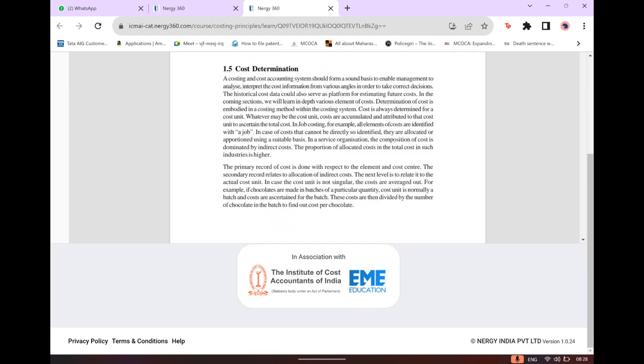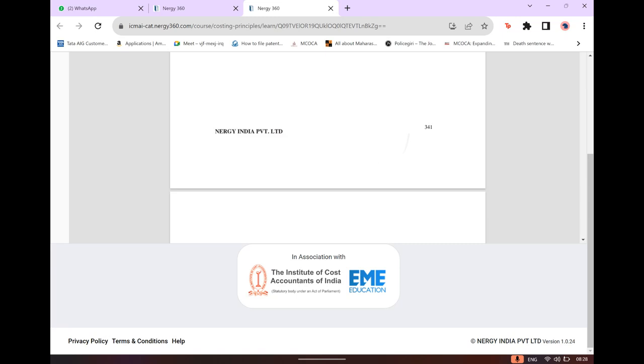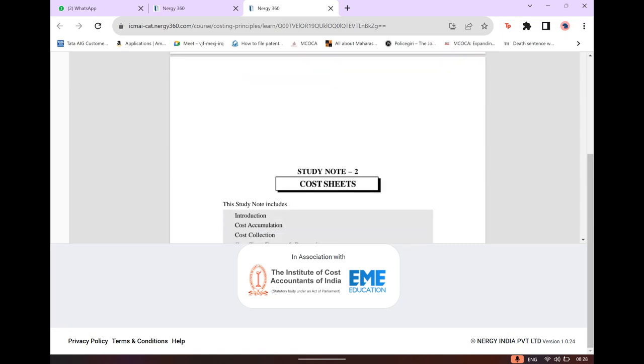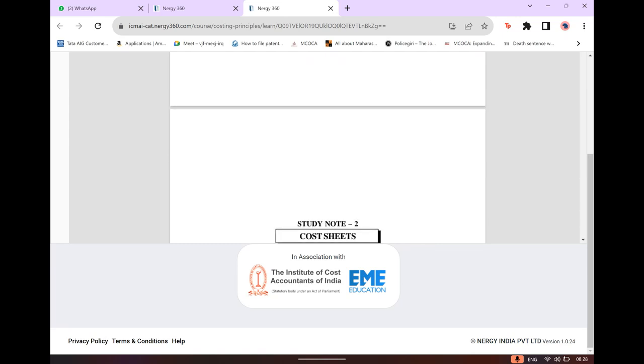So we have understood how to determine the cost object, cost center. Then we have seen what is cost accounting, costing. Then we have also seen the classifications of cost. So with this, we are done with this chapter on introduction. Do you have any doubts regarding this chapter, or can we go ahead with the cost sheet?